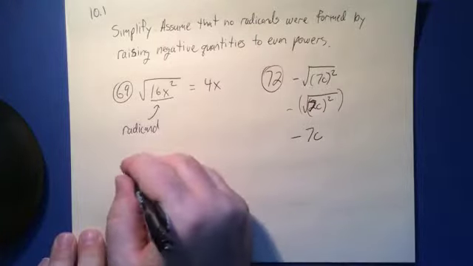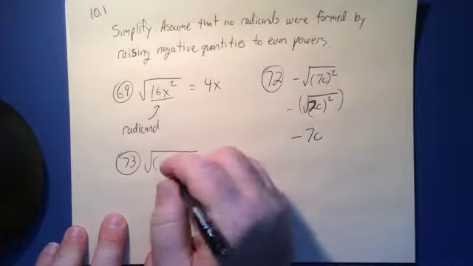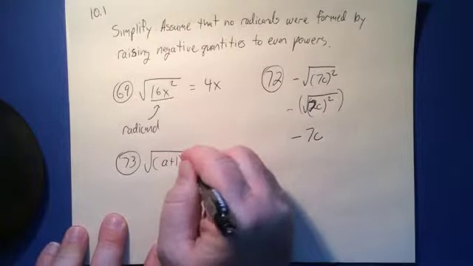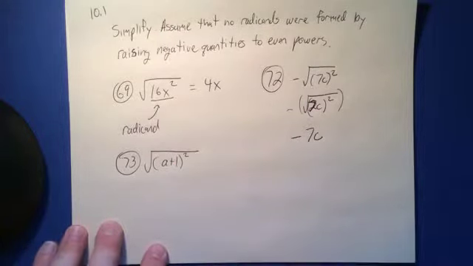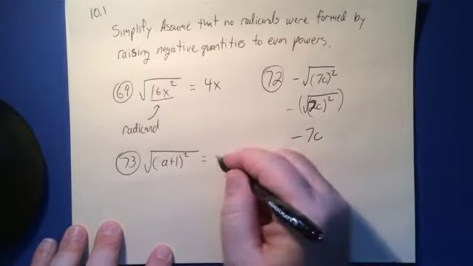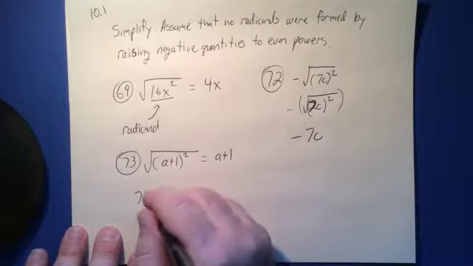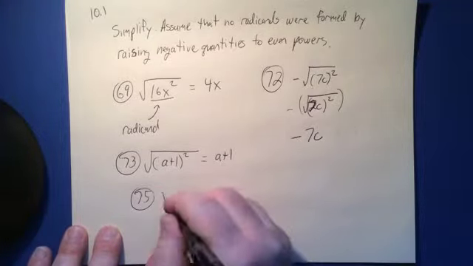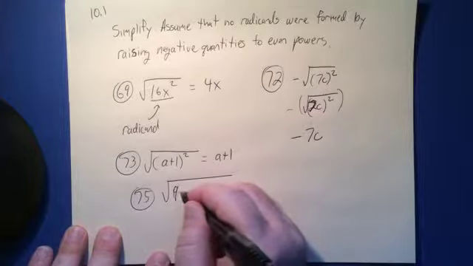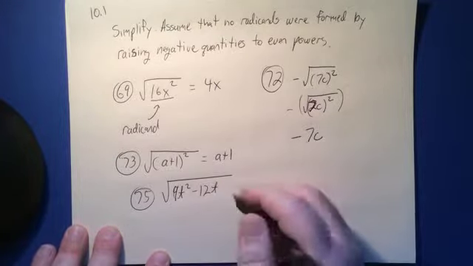Let's take a look at 73. We have the square root of the quantity a plus 1 squared. And again, this is a square root, so the square and the square root undo each other. That's simply going to be a plus 1. You may leave the parentheses, you may not. That's your choice.